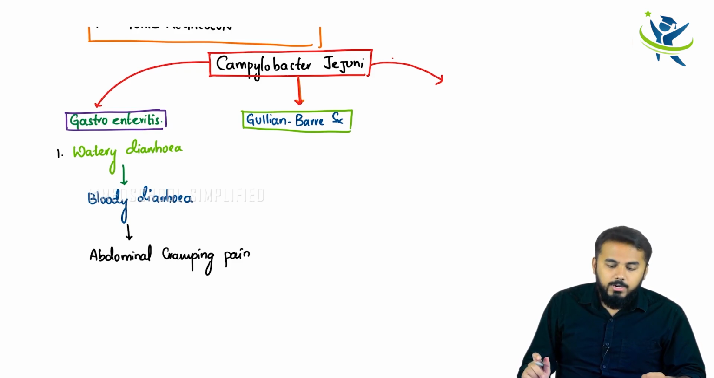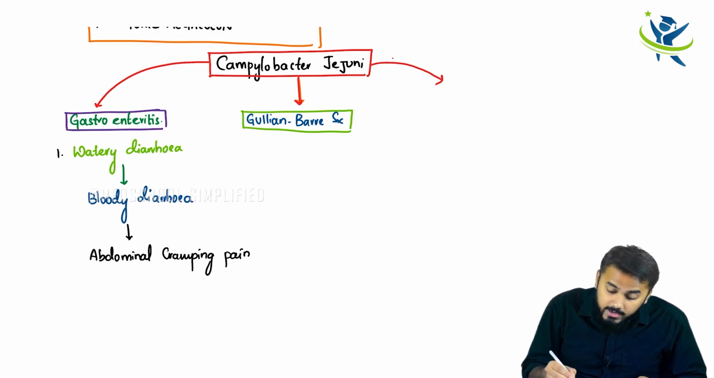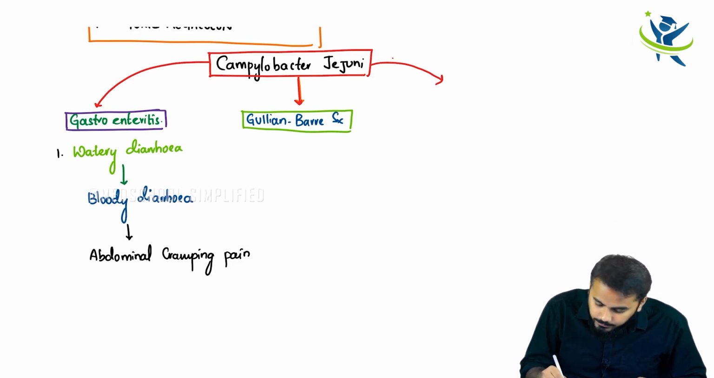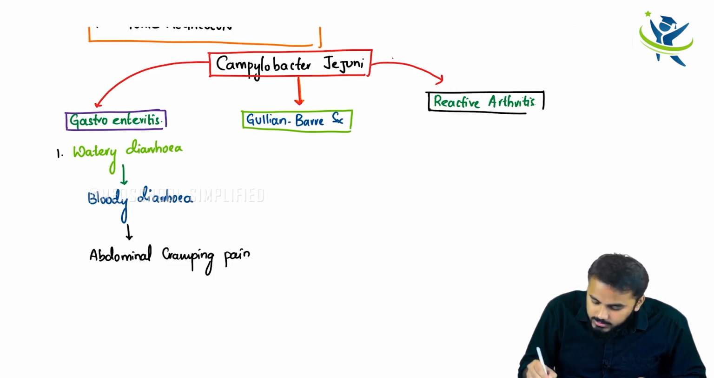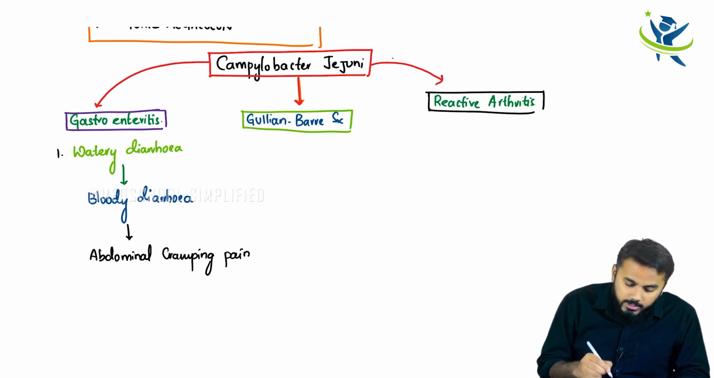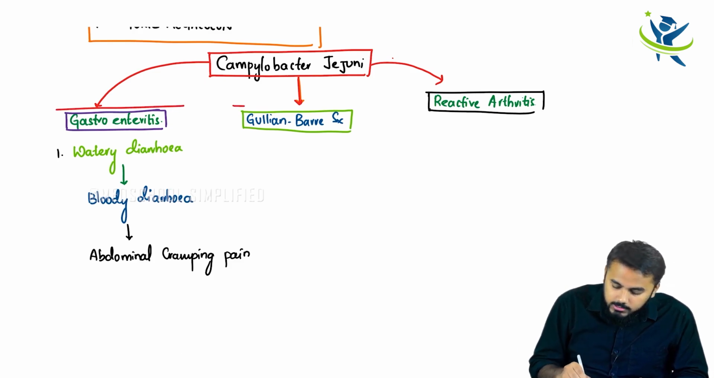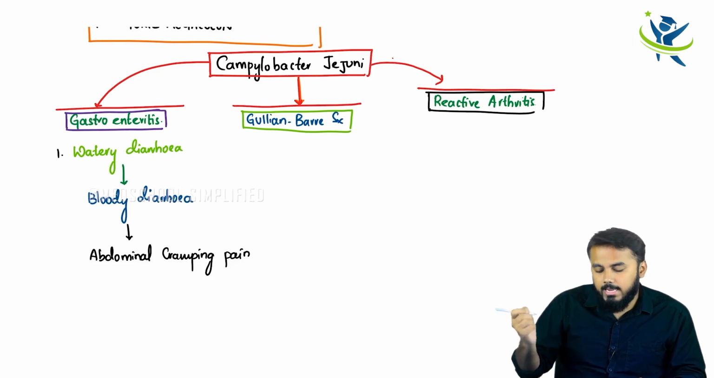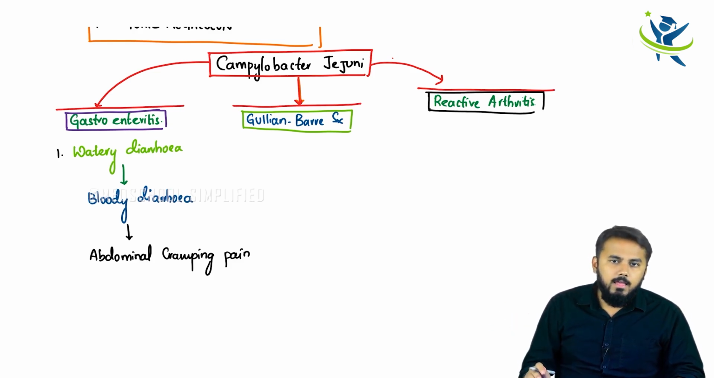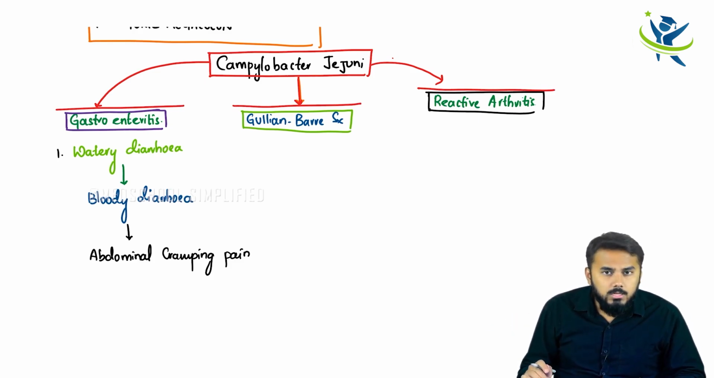So the third important thing is that the patient can also have reactive arthritis. These are the three most important things one has to know: gastroenteritis, Guillain-Barré syndrome and reactive arthritis. Everyone has to know these things.